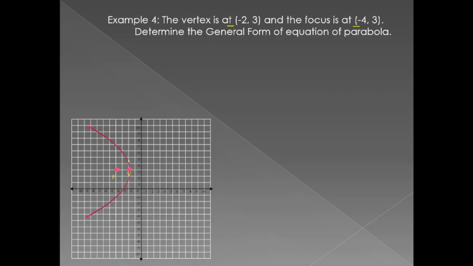And then, if yung ating graph ay naka-open to the left, ang ating gagamitin ay y minus k squared. And then, para makuha si p ulit, bibilangin lang ang distance from vertex to focus. So, we have 1, 2. So, we have 2 units. And since naka-open siya sa left, magkakaroon tayo ng negative. So, our p is equal to negative 2.